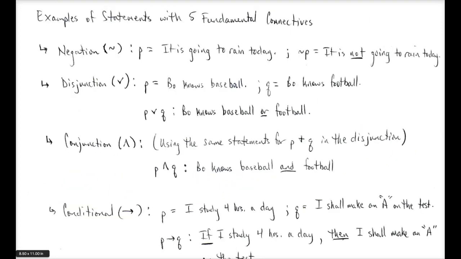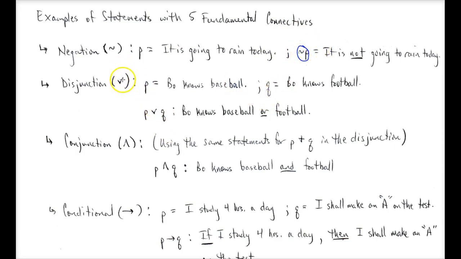All right, so now what we're going to do is do some examples with statements of the 5 fundamental connectives. So we're going to take some statements, assign them a letter, and then after that sort of explain how this would work from a word standpoint when we use the connectives. So negation. If we have a statement P that is, it is going to rain outside, then the negation of that is it is not going to rain outside. And from a logic standpoint, we would just represent that by tilde P.